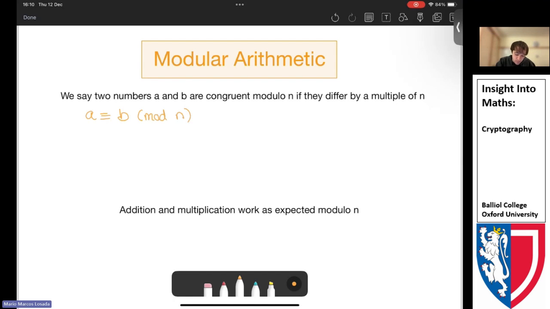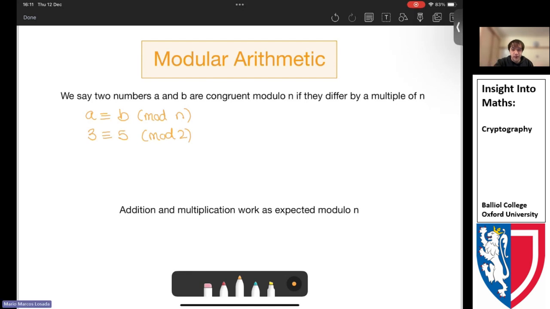Just to give you some examples about how this works, 3 and 5 are congruent modulo 2. We say that two numbers are congruent modulo 2 if they differ by an even number, namely if they have the same parity, right? So any odd number is going to be congruent to any odd number, and every even number is going to be congruent to an even number, but no odd number can be congruent to an even number modulo 2. Does that make sense?